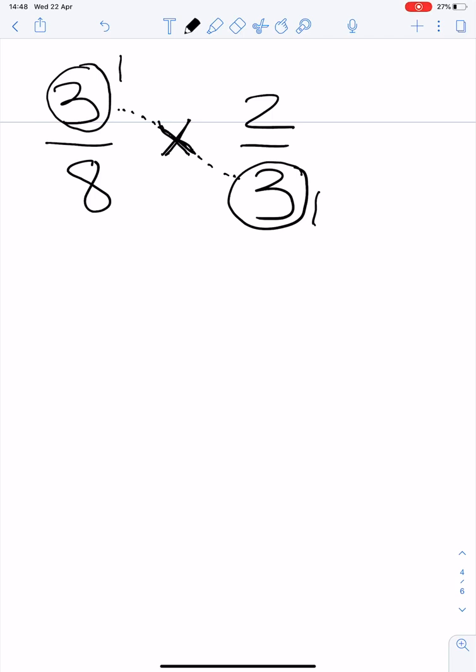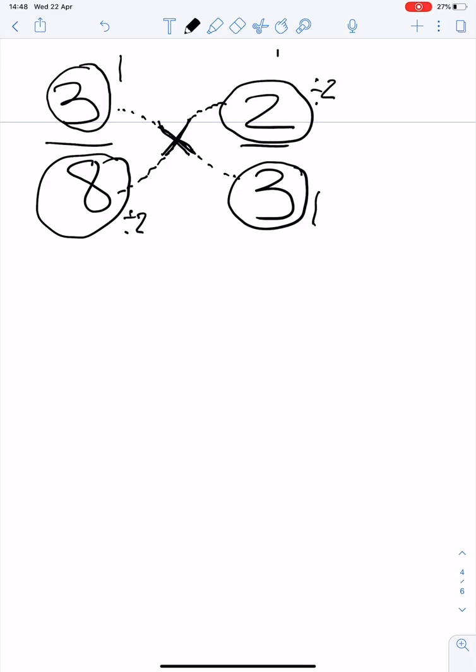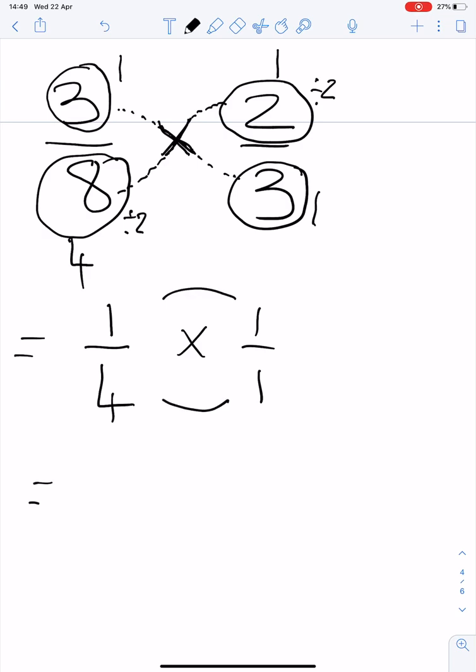I can also see a relationship between this 2 and this 8. They're both even numbers. So I'm going to go from the top to the bottom, and I'm going to divide both of them by 2. And I will get 1 and 4. I've now simplified, and I now have 1/4 times by 1/1, which is 1/4.